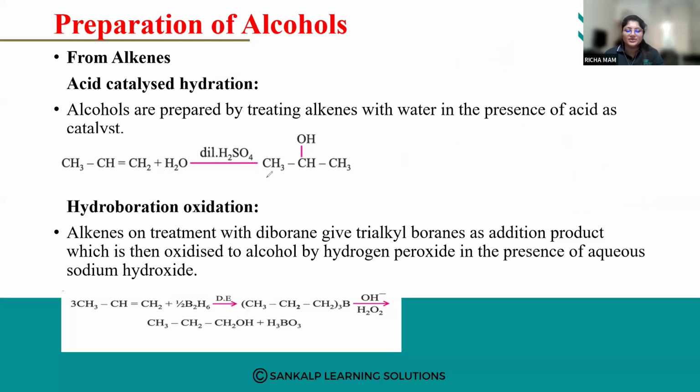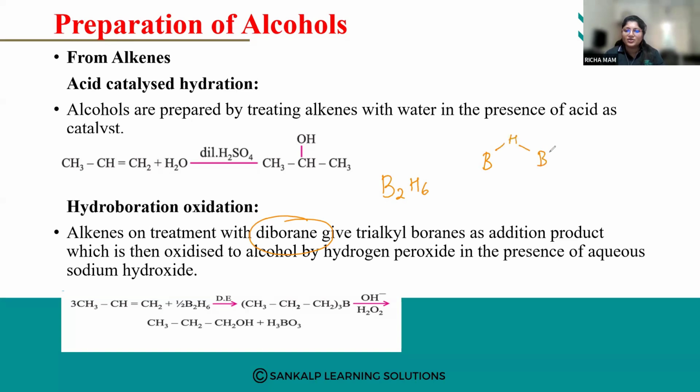The very important preparation next is hydroboration oxidation, the second method of preparation. We are going to add diborane across the alkene. What is diborane, student? B2H6. Okay, B2H6 is diborane.